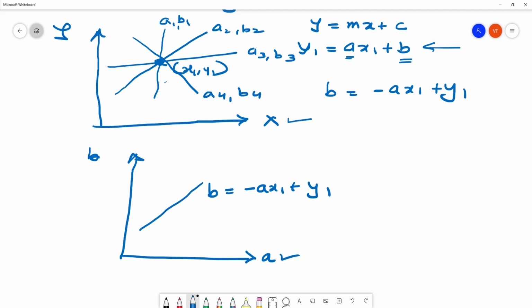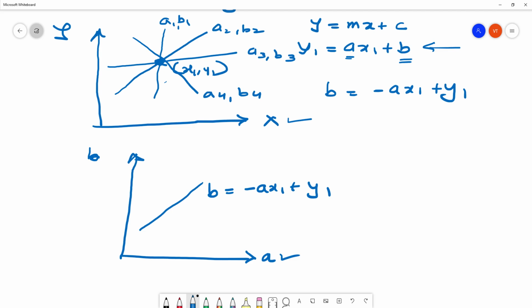For different values of a, we get different values of b. So what I'm saying is, a point in the XY plane gives us a line in the AB plane. This is very important. A point in the XY plane gives us a line in the AB plane, and a line in XY gives us a point in the AB plane.